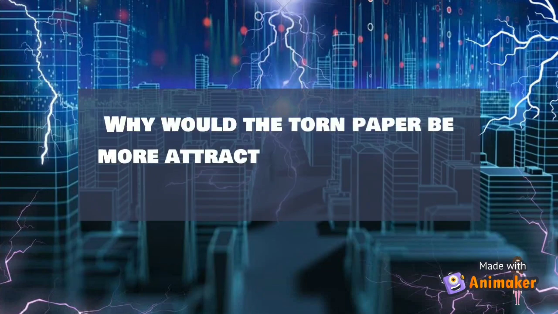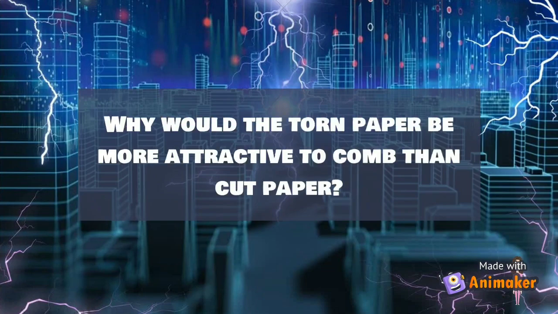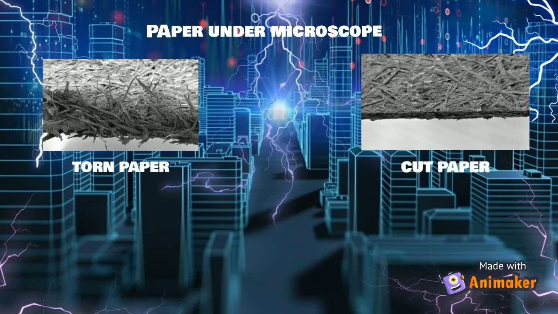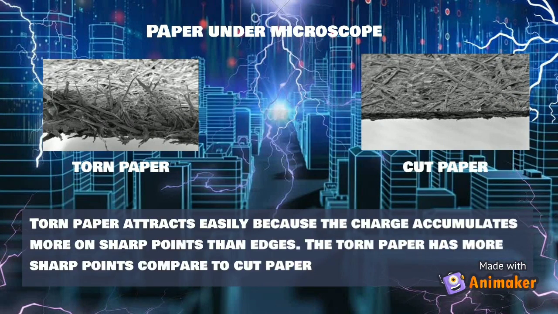Now, why would the torn paper be more attractive to the comb than cut paper? Torn paper and cut paper were observed under the microscope. Torn paper attracts easily because the charge accumulates more on sharp points than edges. The torn paper has more sharp points compared to cut paper.